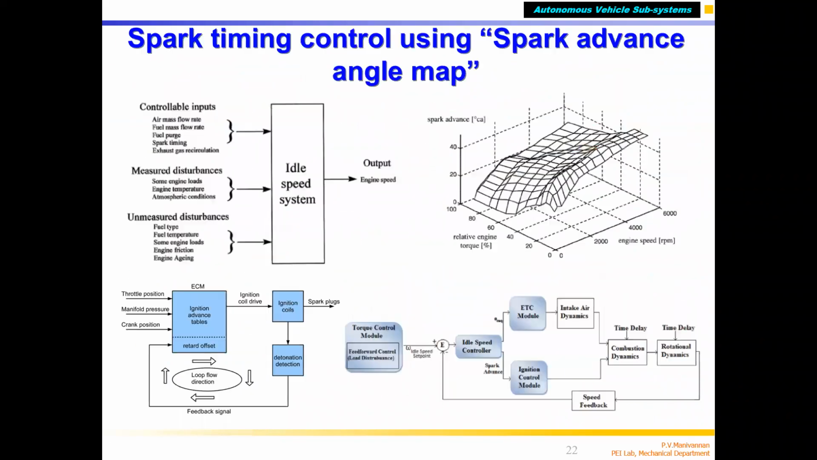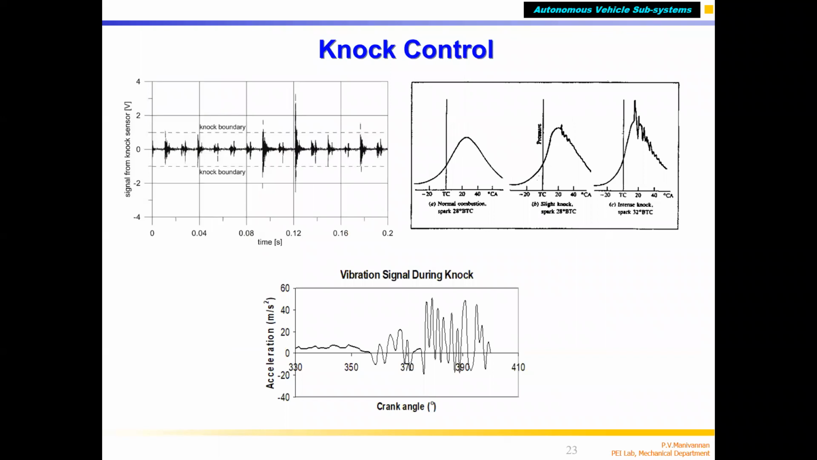Now, idle speed can also be controlled, and the spark timing you also have to control. You can control the torque produced by the engine by controlling spark timing and air-fuel ratio. Just keep it for now, because there is a big area here. So this is what I told you.